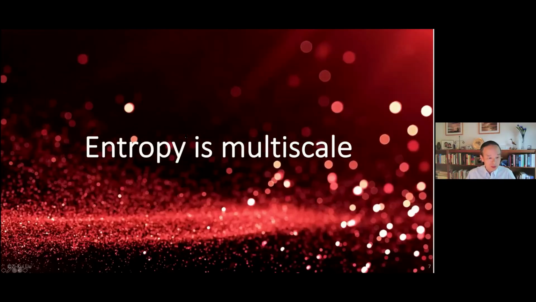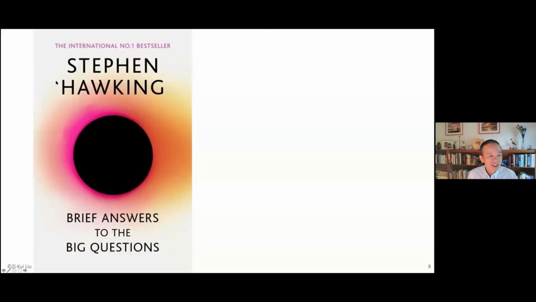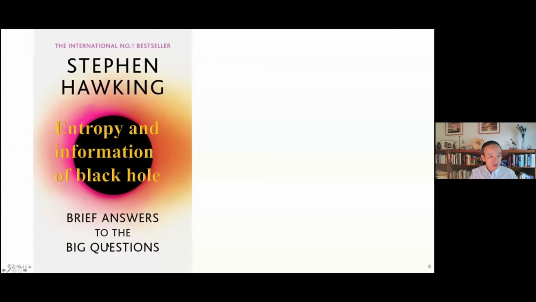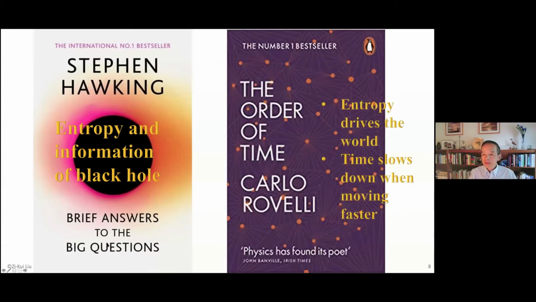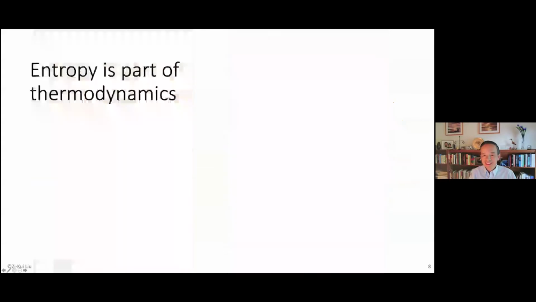You can move to black holes. There's a very interesting book by Stephen Hawking, Brief Answers to the Big Questions. He was talking about entropy and information of black holes. That's very big, right? That's extremely big. And of course, you can also think about another very interesting book called The Order of Time. It talks about how the whole world is driven by entropy, and that if you move very fast, time slows down. If you move as fast as light, time doesn't change anymore. It's frozen there.